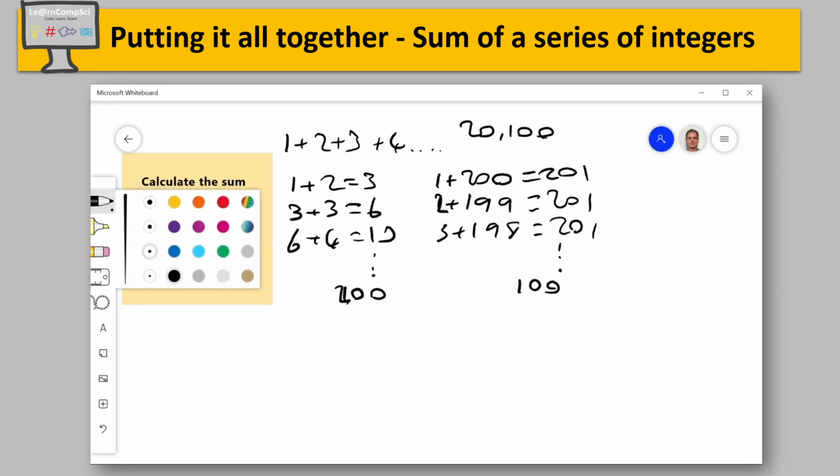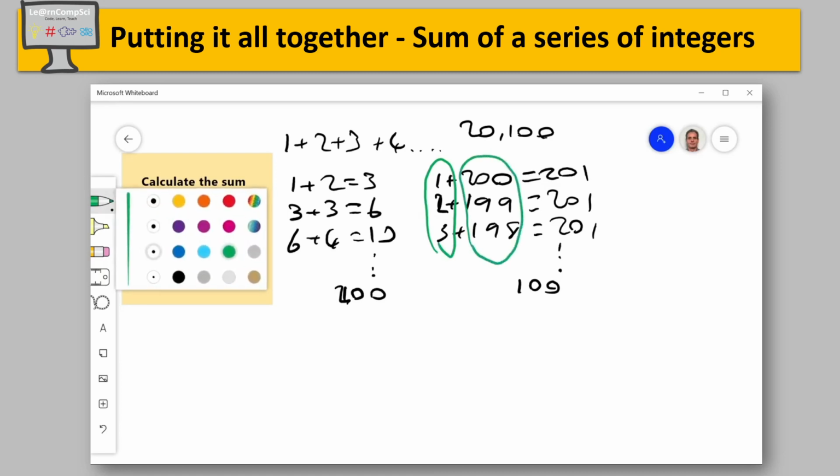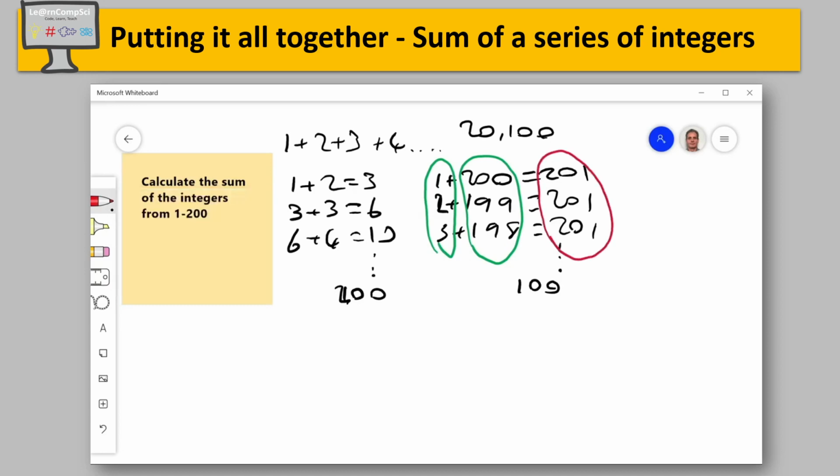But if we think about what's happened here and we have a little look at it, we've actually got some patterns appearing here. We've got some values which are constantly changing there. Okay, but what we can see is that this part here, it always equals 201. And obviously we were going to say we would multiply the 201 by 100 to get the final answer.